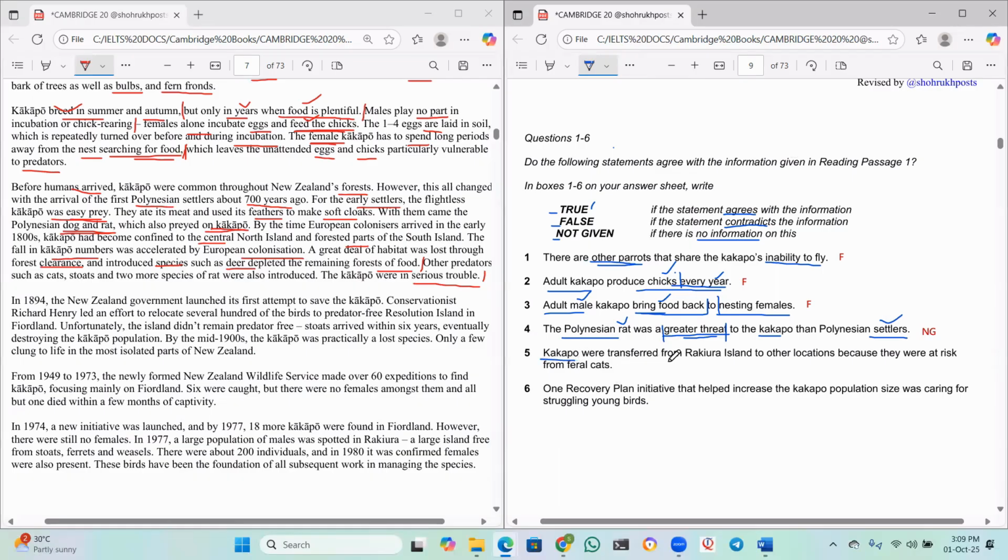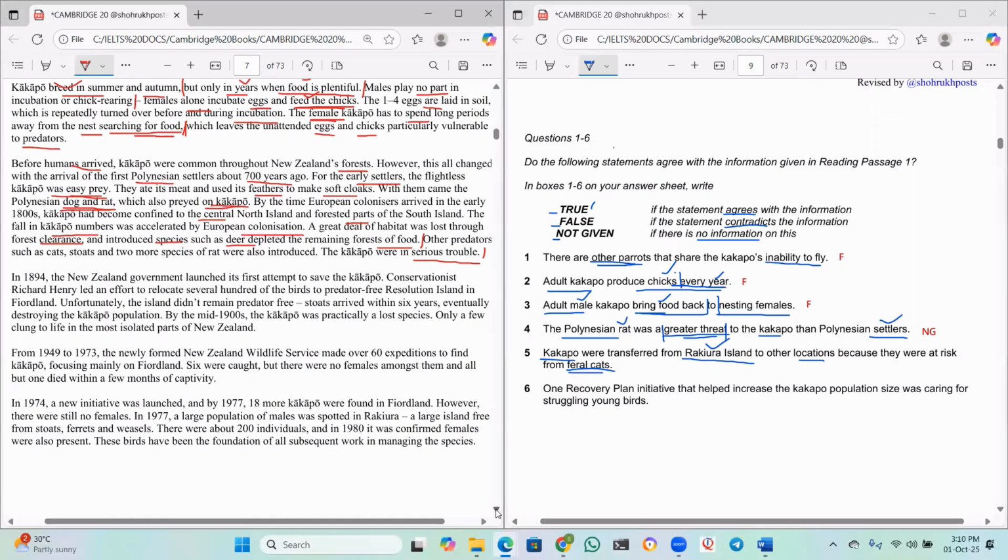Now, Kakapo were transferred from Rakiura Island to other locations because they were at risk from feral cats. Okay, there are a lot of keywords here. There are Rakiura Island and feral cats. So yeah, these are the keywords and we have to read till we find these.